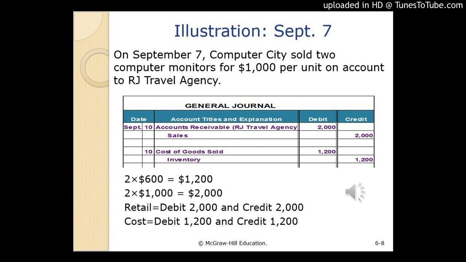But we haven't actually gotten the cash yet. So to represent what we're getting paid for, we have to include an accounts receivable item. Accounts receivable means we are owed money by the RJ Travel Agency. So we're going to debit that, which is an asset, by $2,000. So we've got a $2,000 debit, $2,000 credit, we're balanced on that side. A $1,200 debit, $1,200 credit, we're balanced on that side. We're all set.